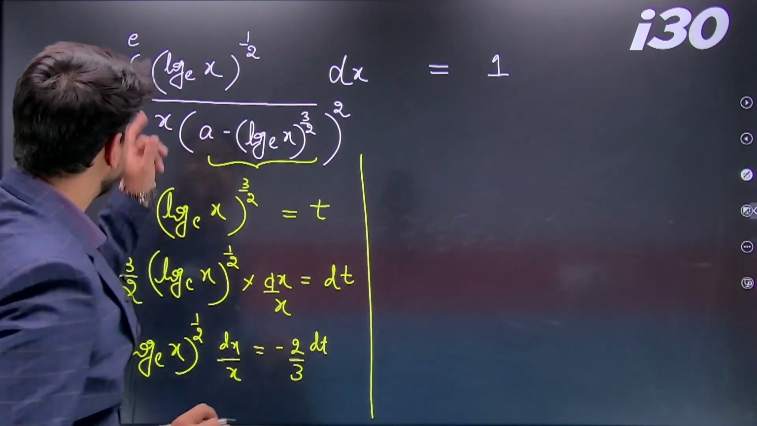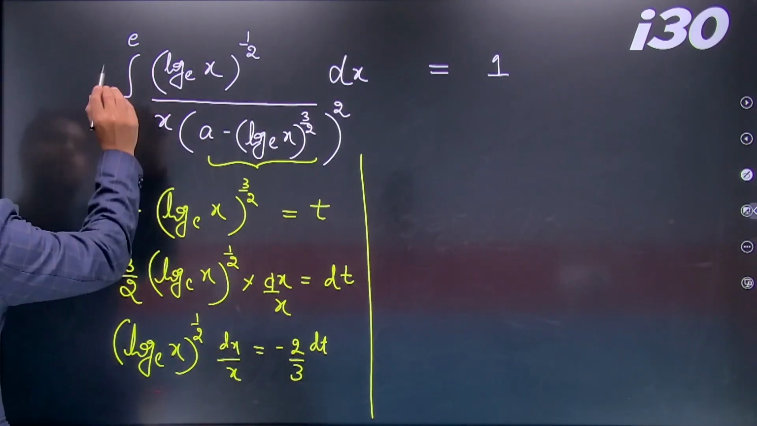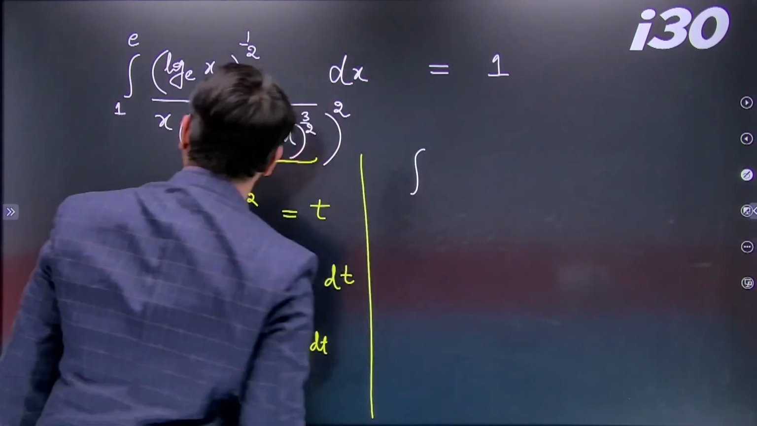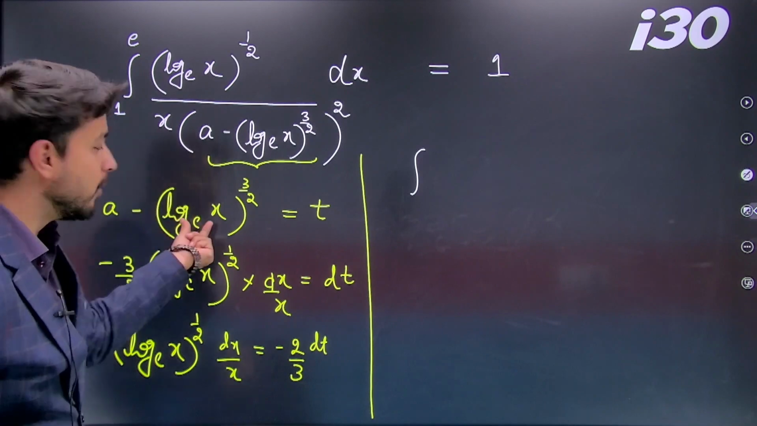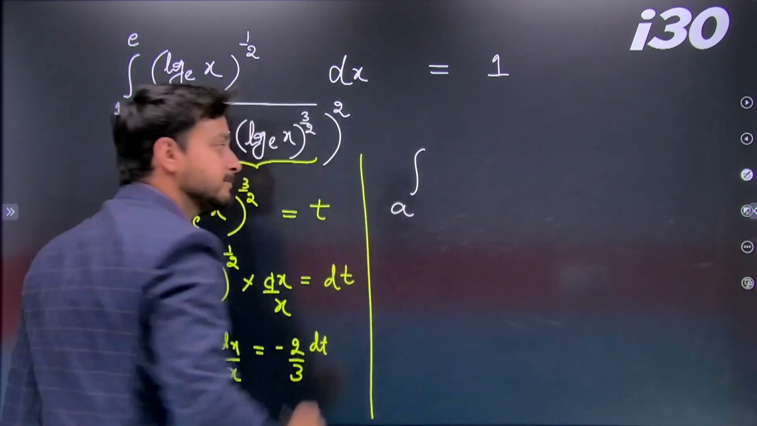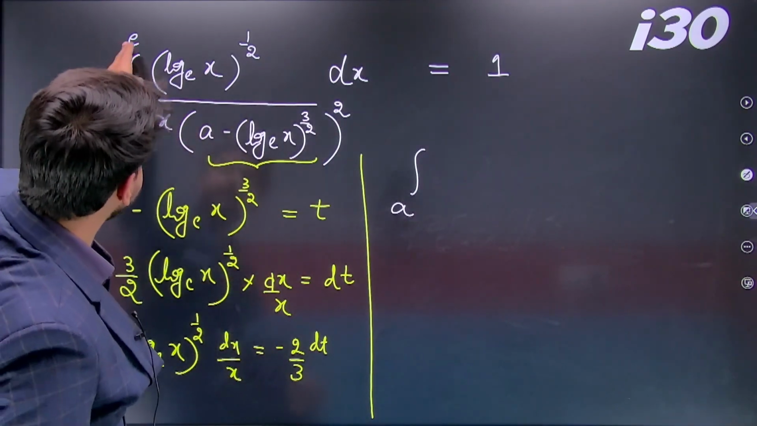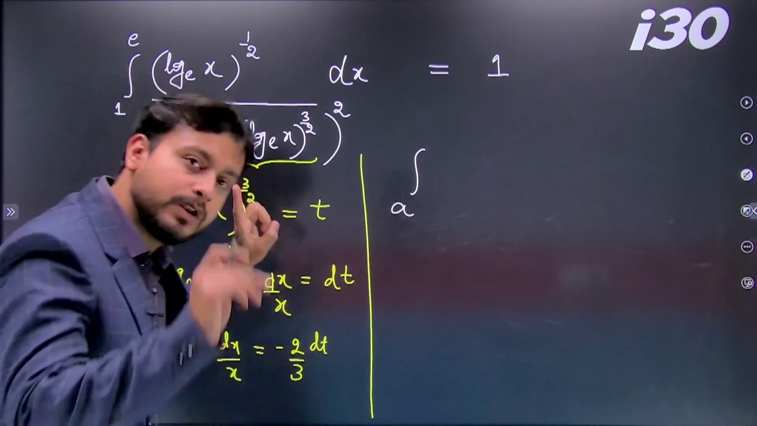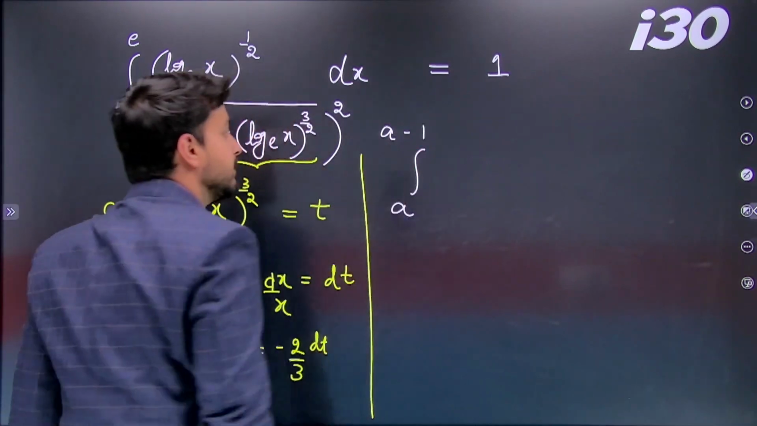Now the integral will change and the limits will also change. I'll just write down what will be the limits, guys. So obviously if you put x as 1 in this, we will get log 1 as 0. So your t will become a. So the lower limit will definitely be a. Right, everybody? Okay, and when we put e, so we just put here e, log e is 1. 1 power 3/2 will be 1. So t will become a minus 1. So the limits are pretty simple.